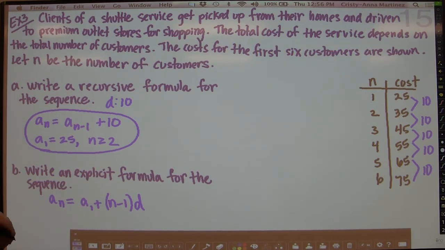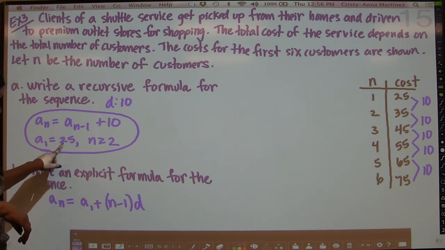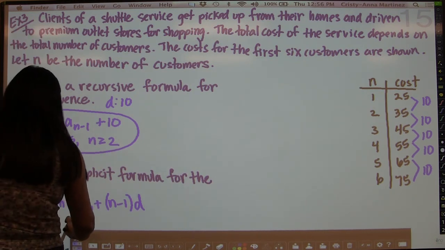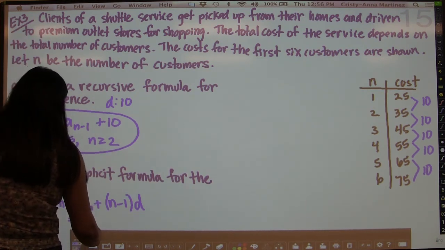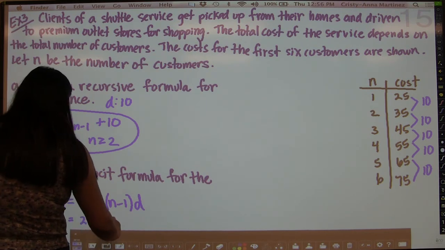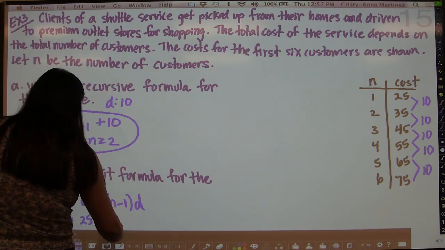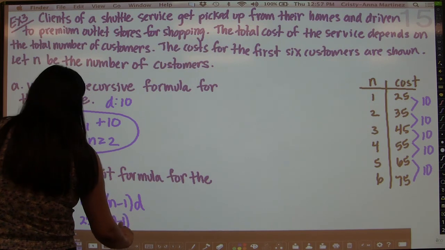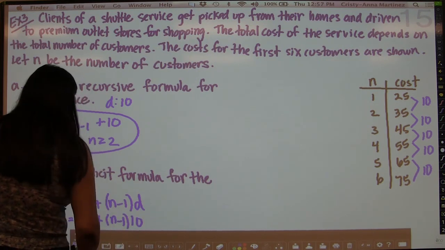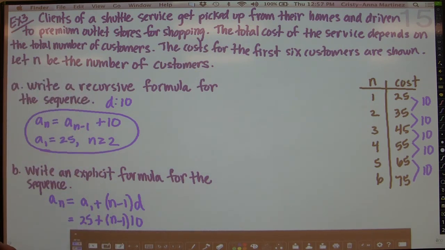So in this case, we know what a sub 1 is. We know that a sub 1 is 25. So we plug in 25 for a sub 1, and we know that the common difference in this case is 10, so we replace d with 10. And now it's just a matter of some algebra, and then we can get our answers.